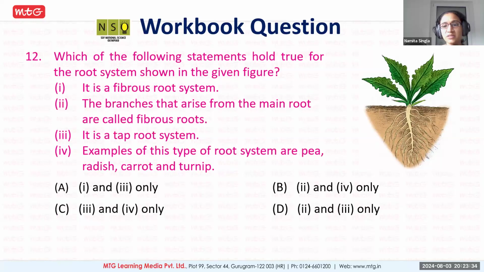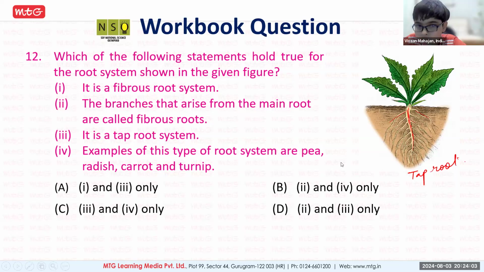Okay, so workbook question. What type of root system is being shown in the given picture? Vivan will tell me. Vivan, is this taproot system or fibrous root system? Ma'am, this is fibrous root system. Dear, in fibrous root system, all the roots arise like a bunch from the base of the stem. But here, if you see, this is the main root, which is thicker than the other roots. And these are the branches. So this is the taproot system.